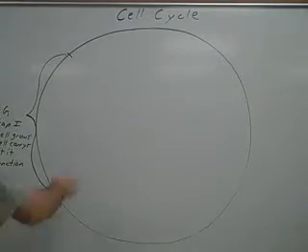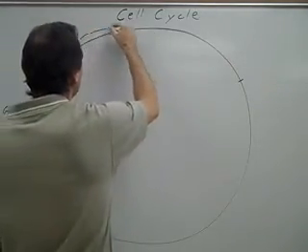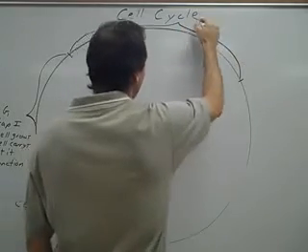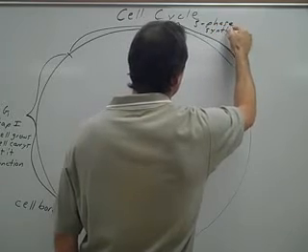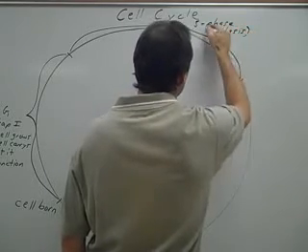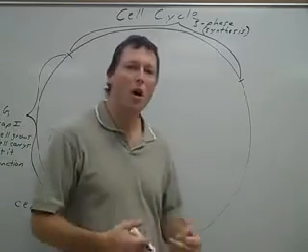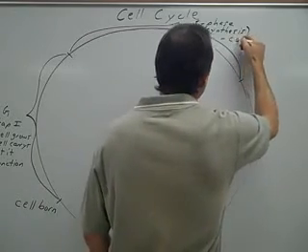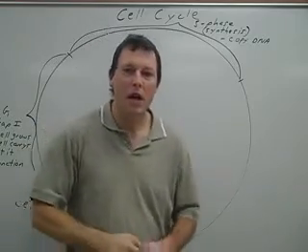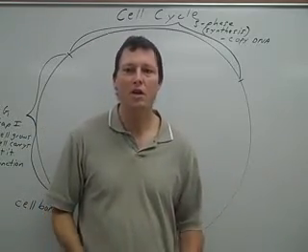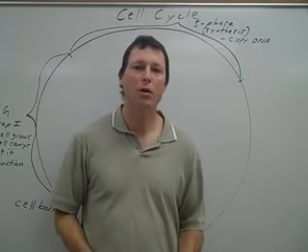The next stage of the cell cycle is going to be S phase. And S phase stands for synthesis. What we're synthesizing here is DNA. We're actually going to replicate all the DNA. So copy DNA. And we need to copy the DNA because we're getting ready to divide the cell. And each cell needs its own copy of the DNA, of the information, in order to function properly.